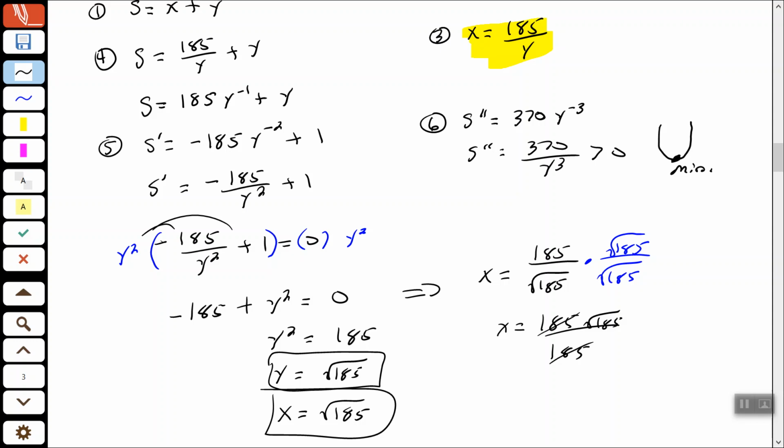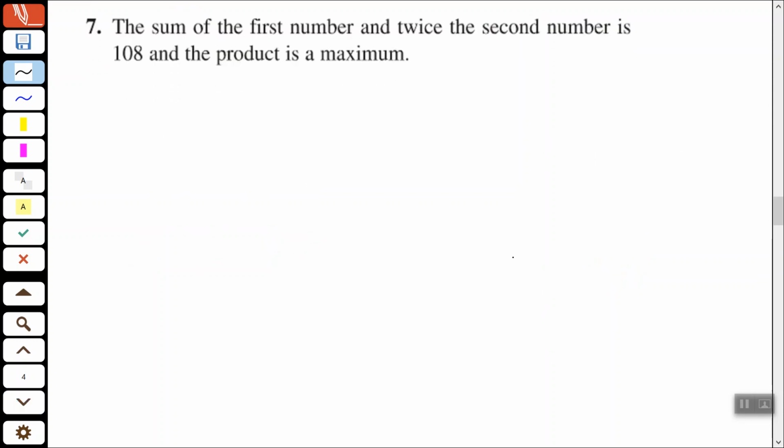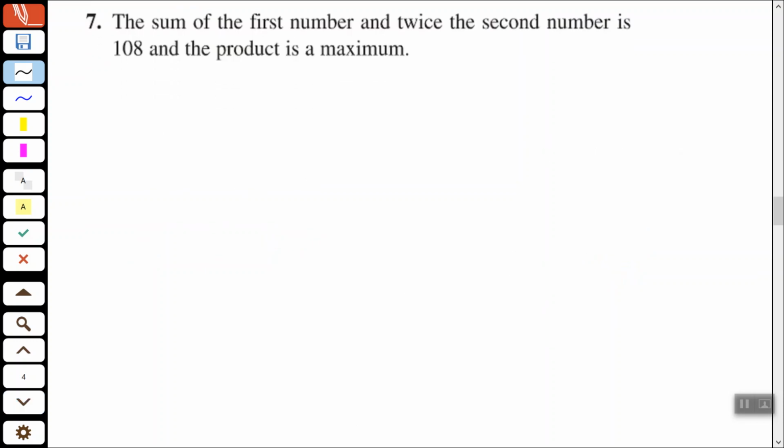Alrighty, let's see what we have here. Next up, we want the sum of the first number and twice the second number to be 108, and the product is a maximum. So we see that the product here is what is being optimized. Let's define our variables. First number, we'll call it x. Second number, we'll call it y. And then product, we'll call it p.